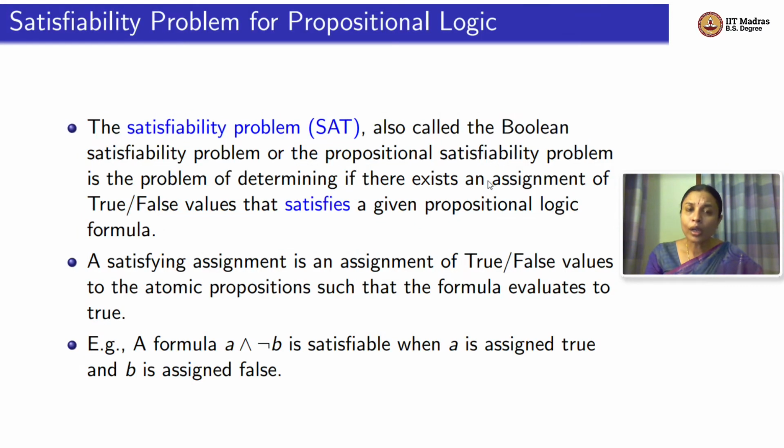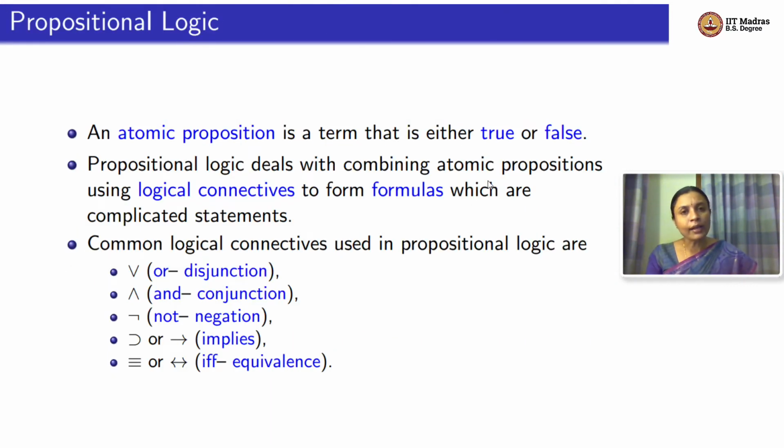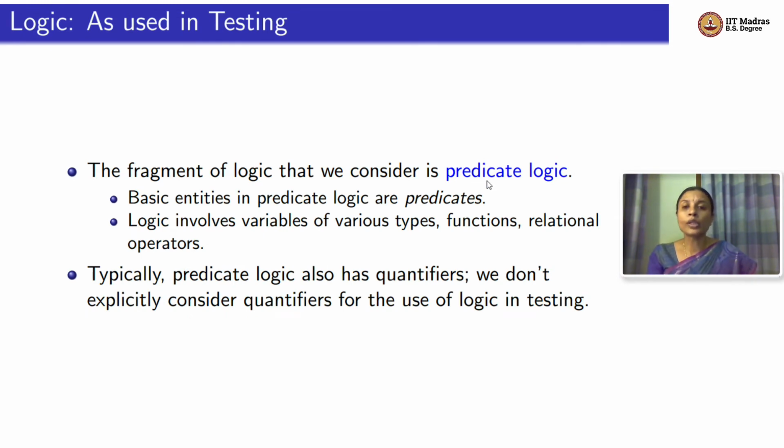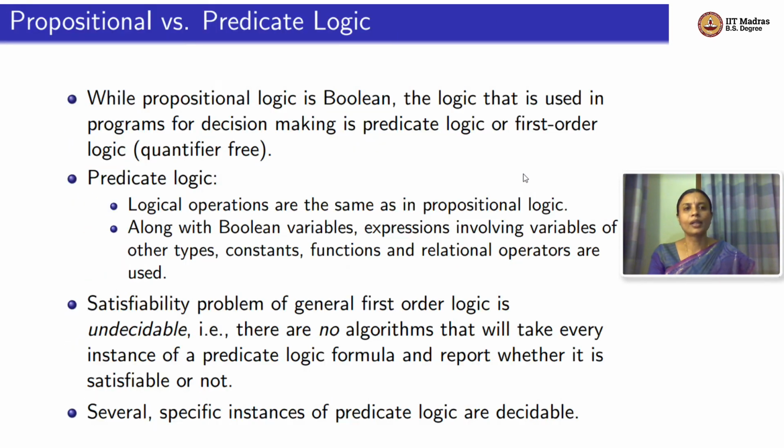We might need them in computer science for several different reasons. Now this is for propositional logic, which only had Boolean variables. What is the kind of logic we are using in testing? We are using predicate logic, which has several other different variables. So what is the difference between propositional and predicate logic? To reiterate, propositional logic deals with Boolean variables or atomic propositions. It's used in programs, but the logic that we use for decision making in programs is predicate logic or first order logic, of course without quantifiers, as I've told you several times.